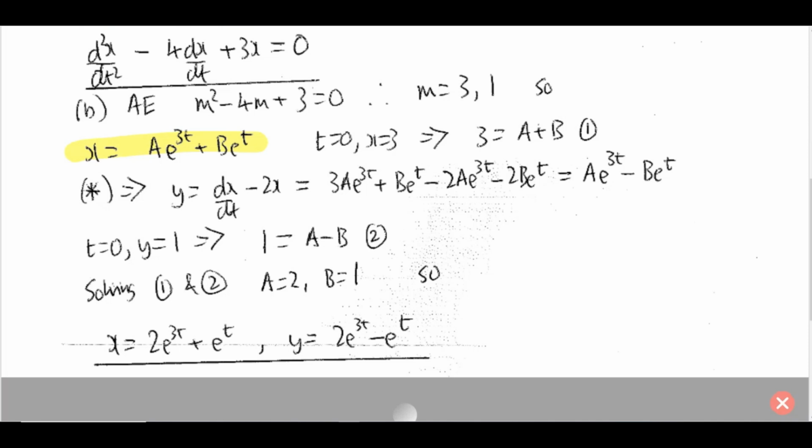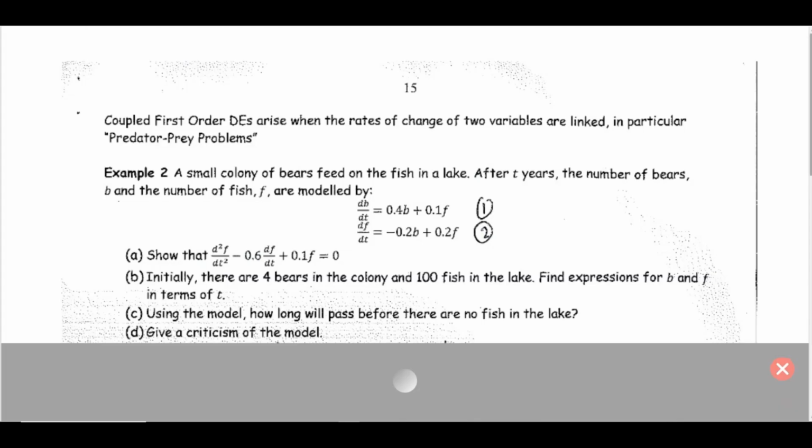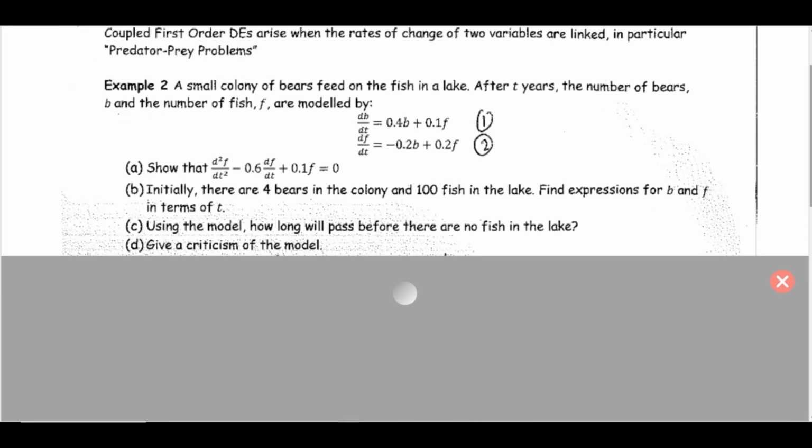Now, these types of coupled simultaneous equations can arise in real world problems, in particular in what's known as predator-prey problems. Predator-prey problems will occur when you have two species of animal, and essentially one is the predator, which eats the other one, which is the prey. And the rates of change of the two populations of animals will be interdependent of each other. Now, here is a real-world version of this.